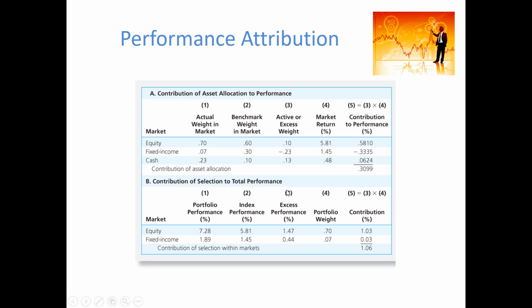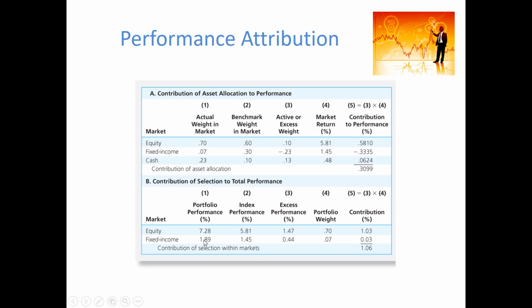Now, let's see the contribution of security selection. These are the two asset classes, equity and fixed income. These are the performances generated by our managed portfolio: 7.28% by equity and 1.89% by fixed income. And these are the index performances, that means the performance of our benchmark portfolio: 5.81% in equity and 1.45% in bonds. So this is the excess performance over our benchmark portfolio: 1.47% generated by equity and 0.44% generated by fixed income. And these are our managed portfolio weights.